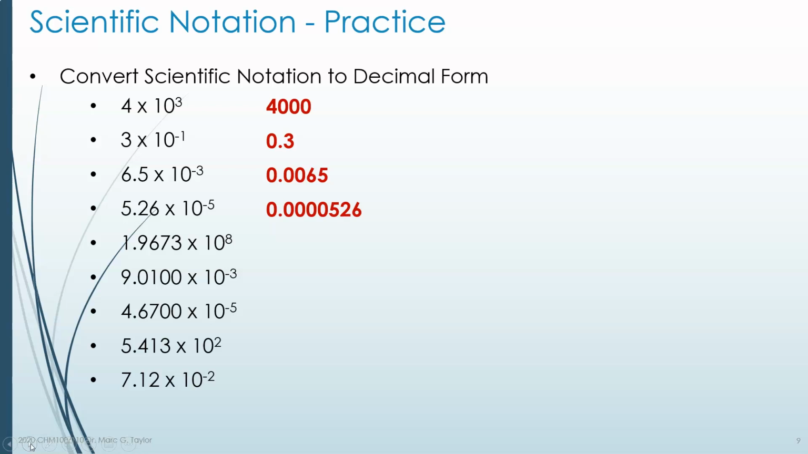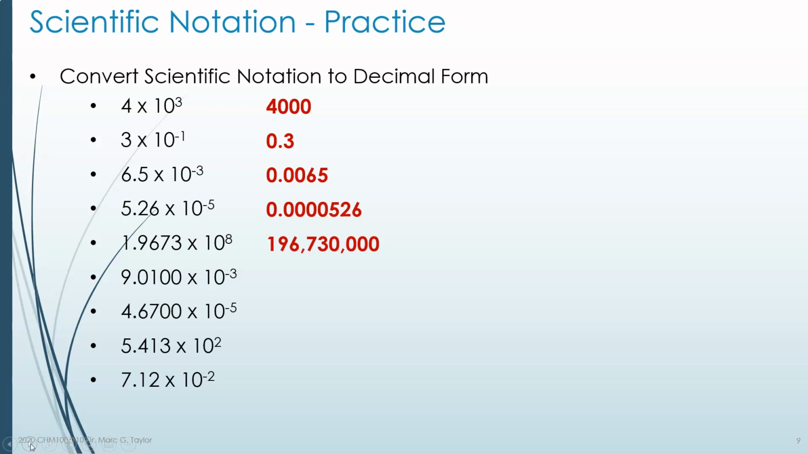Here we have a very large number, 1.9673 times 10 to the 8. This tells you that the 1 will be followed by 8 decimal places before you hit the decimal. So at this point, you just write 1, and as you're writing 9673, you start counting. You should have 8 spaces. Now you'll notice 9673 takes care of 4 of those spaces. The rest of those spaces need to be filled with zeros. And the rest of these you can do on your own as practice.